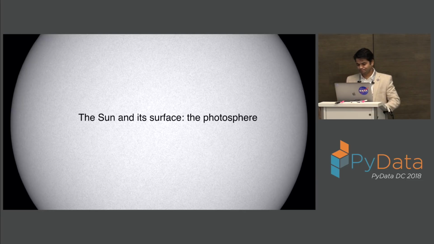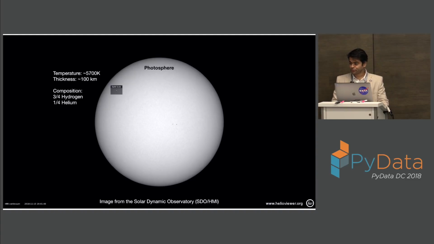So the surface of the sun, the one you actually see by eye, is called the photosphere. Its temperature is about 5,700 degrees. It's very thin compared to the size of the sun. It's just 100 kilometers. It's composed of mostly hydrogen and helium.